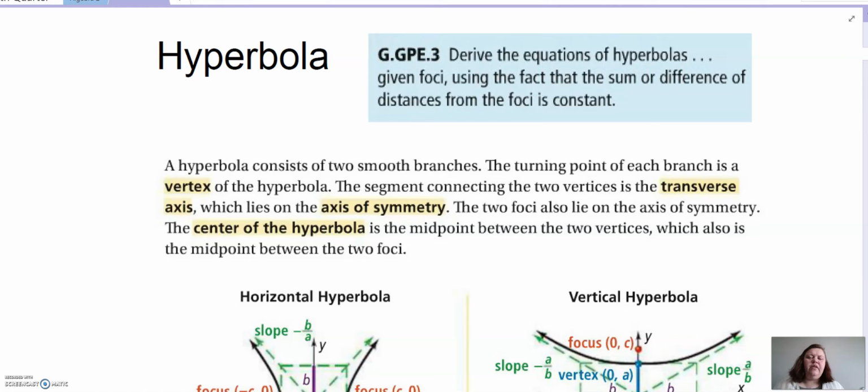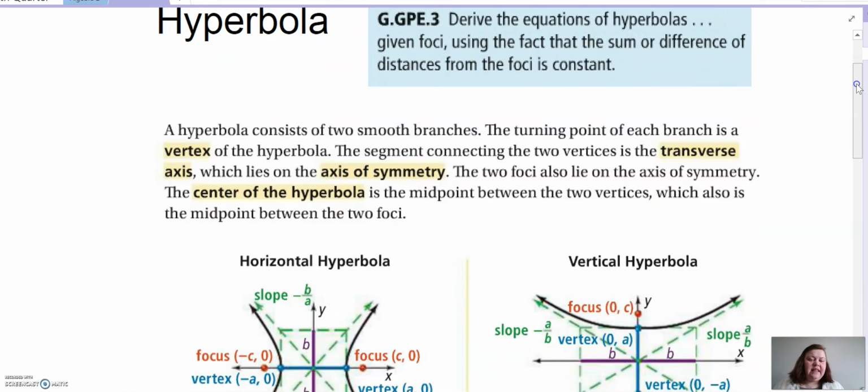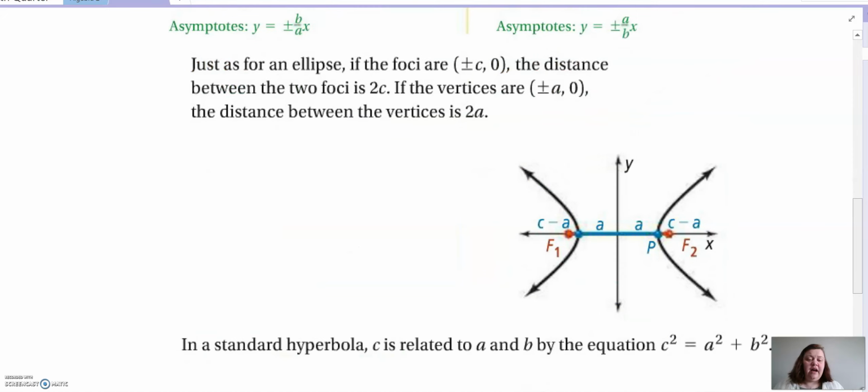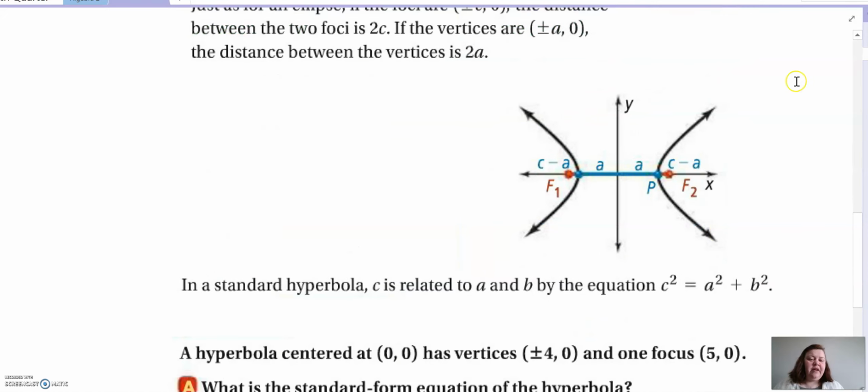Hi, today we're going to look at our last conic section, hyperbolas. And hyperbolas look a lot like our parabolas. In fact, they look like two parabolas going in opposite directions. This picture here would be a great example of a hyperbola. These two parabola-like shapes going in opposite directions of each other.